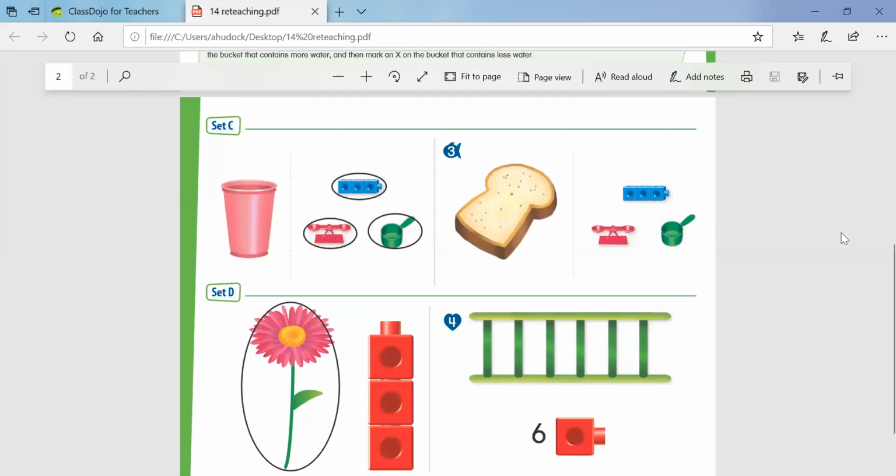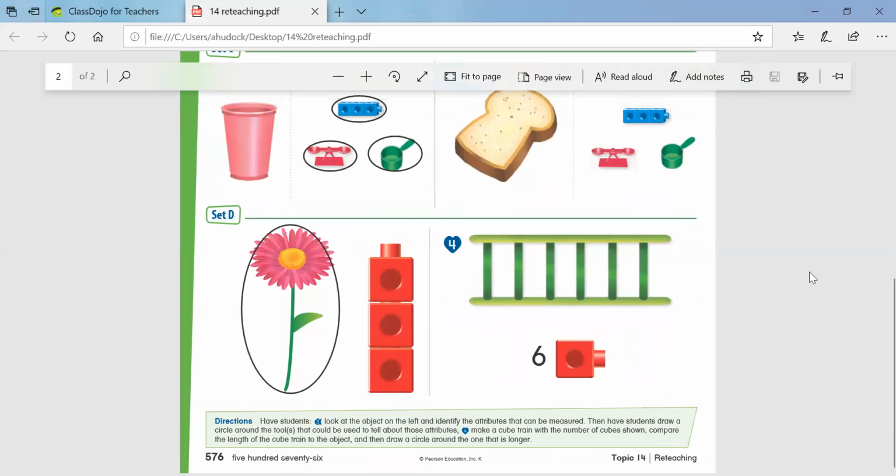For set D, you are working with the cube train and you are trying to compare the length of the cube train with the object that's already on the paper. In the example, they had a 3 cube train, 1, 2, 3, against the flower, and you're trying to see which one is longer, and the flower is just a little bit longer than the cube train.